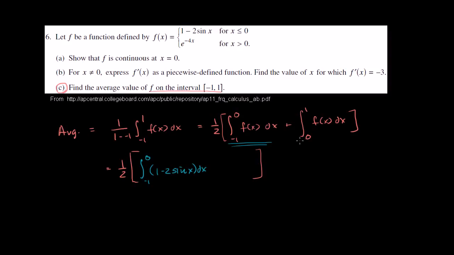And then plus this thing right over here. Plus the integral from 0 to 1. And what is our function when it's between 0 and 1? It's e to the -4x. E to the -4x dx. And now we can do each of these integrals separately.